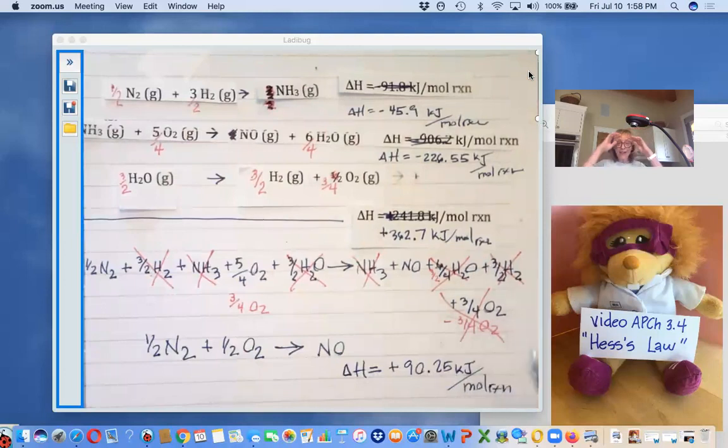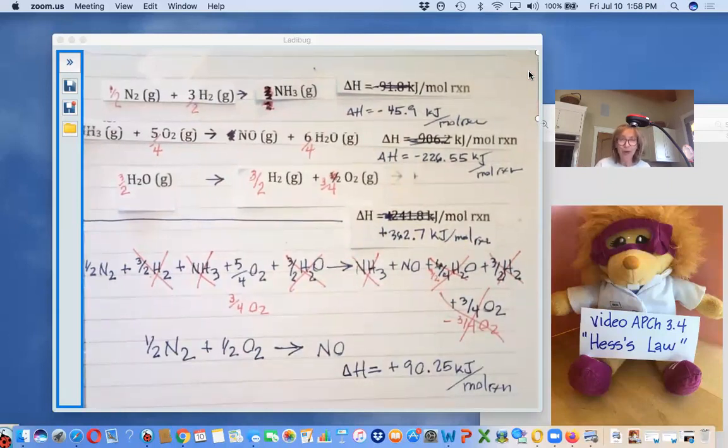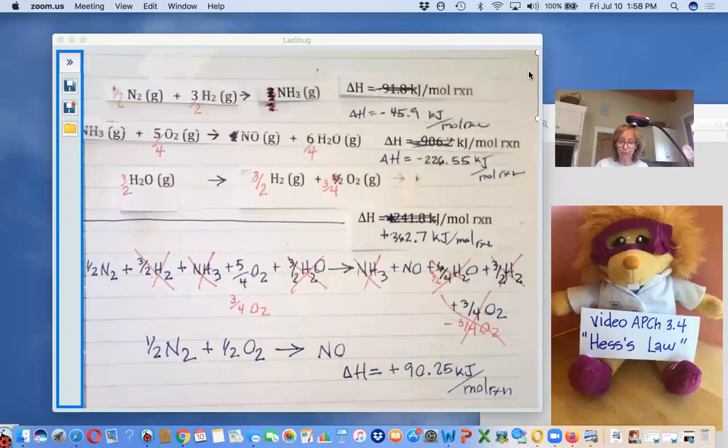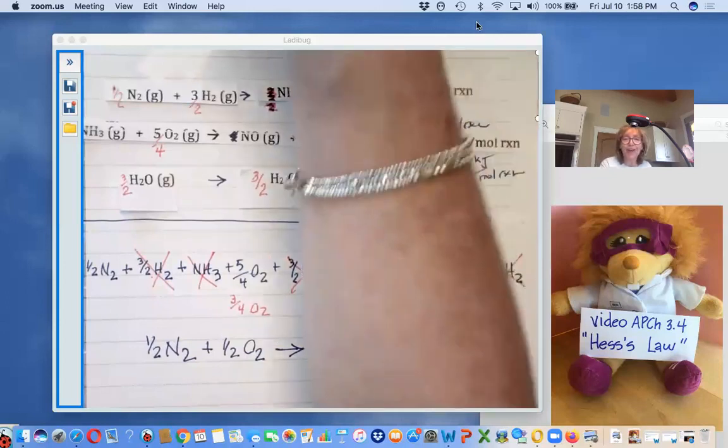If you tried that one on your own and you got the right answer, then congratulations. Okay, keep in the puzzle spirit of things, and we'll do some more practice on these till you get really comfortable with them. Okay, guys, I hope that was helpful.